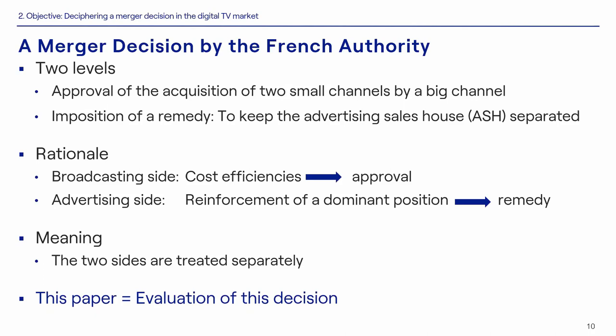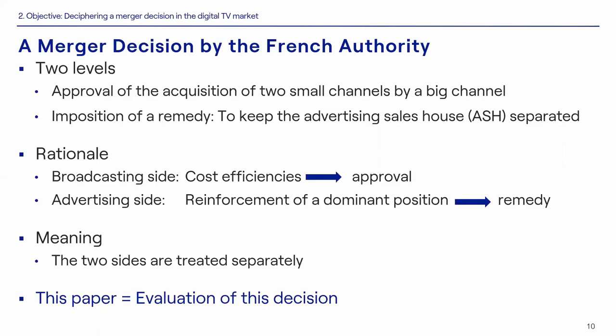So the idea was to keep this advertising sales house of the free channel separate. The rationale for this decision of the authority is the following. On the broadcasting side, the authority considered that there was a relatively high level of cost efficiency, in the sense that the TV channels could share the catalog of TV broadcast, and so they approved on this side.